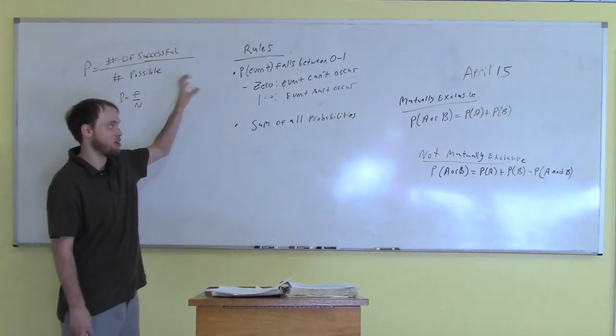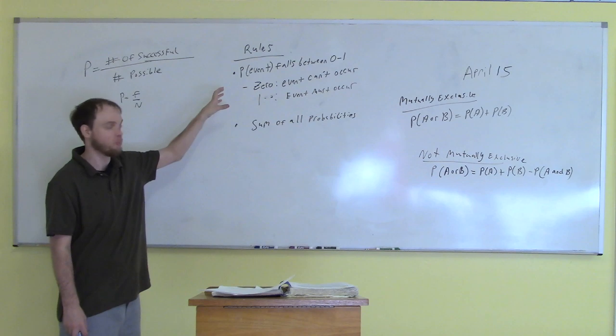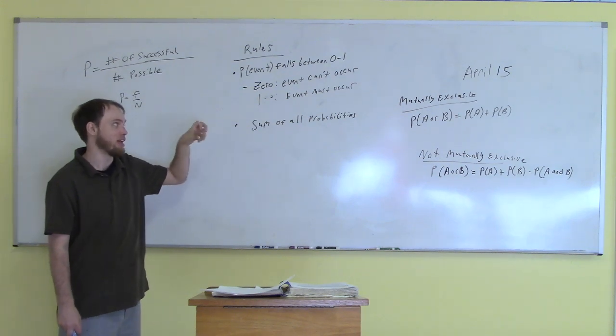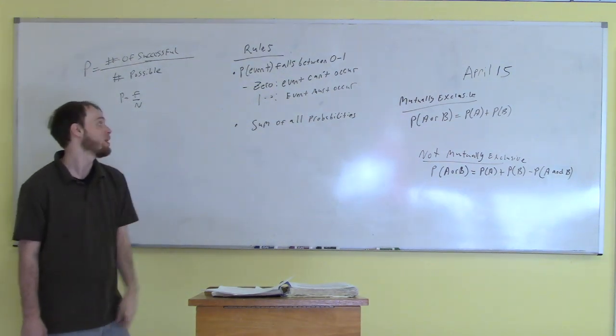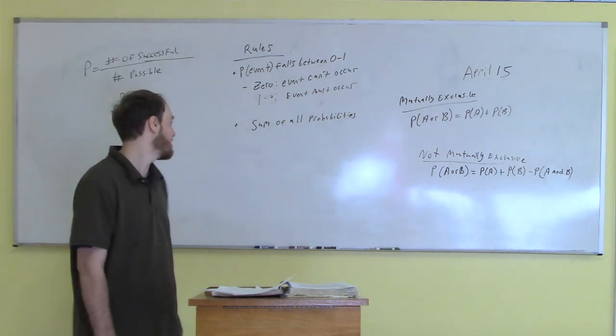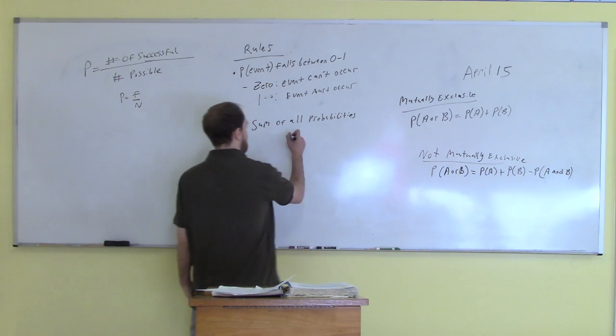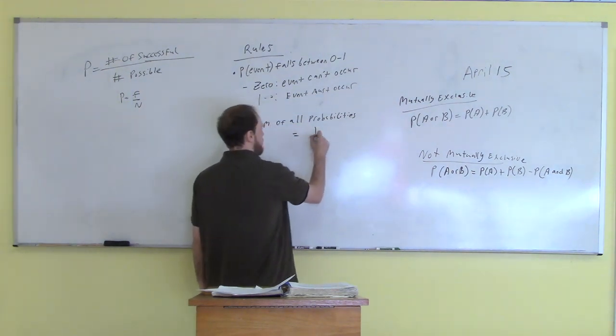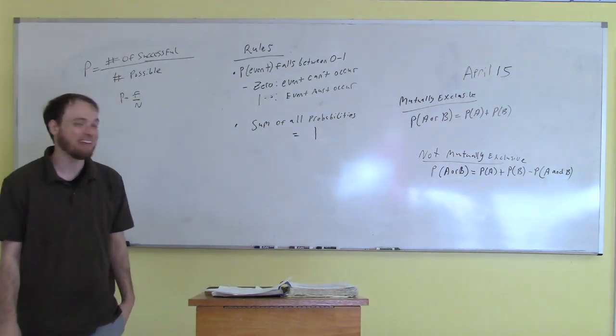Your first definition is it must lie between 0 and 1, your first rule. And that if it's 0, it can't occur. If it's 1, it must occur. And then your second rule is that the sum of all the probabilities must equal 1. So the sum of all the probabilities has to equal 1.